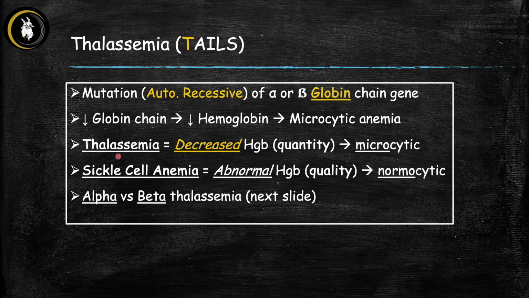One thing that students often mix up is the difference between thalassemia and sickle cell anemia. In thalassemia, we have a decrease in the production of the globin chain. So we have decreased hemoglobin. This is a quantity problem, so it's going to cause microcytic anemia. Whereas in sickle cell anemia, we don't have a decrease in the amount. We have production of abnormally shaped hemoglobin. And so this is a quality problem, and this is going to cause normocytic anemia. And I'll explain and go through sickle cell anemia in the separate videos under normocytic anemia. But for now, let's focus on thalassemia and talk about the difference between alpha versus beta thalassemia.